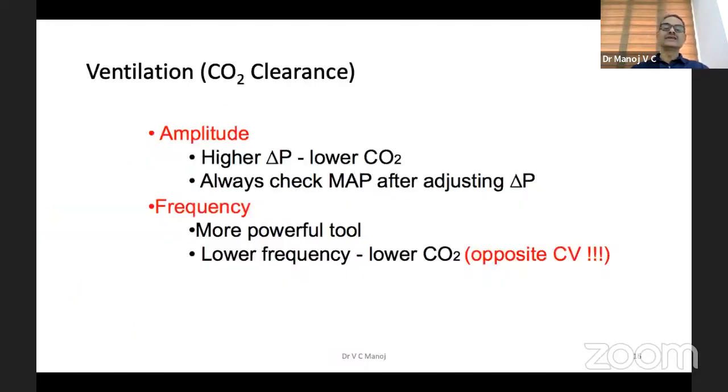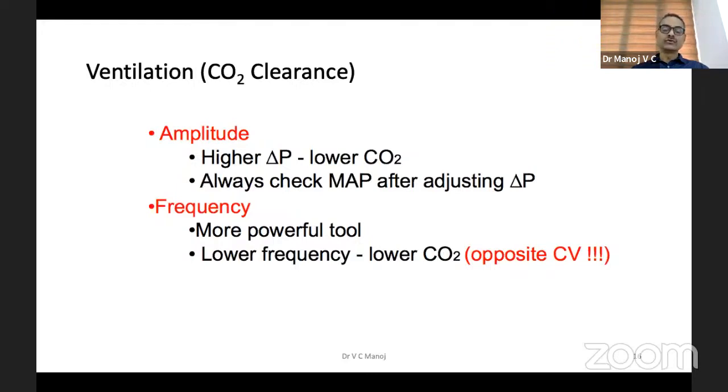Let's come to ventilation now. Ventilation is basically measured by the carbon dioxide clearance. We all know that. And there are two buttons I said, the amplitude and the frequency button. So increase the amplitude, more CO2 gets washed out. And whenever you increase the amplitude, you make sure that you check the mean airway pressure after that, so that the amplitude does not affect the mean airway pressure, even though we said they are decoupled.